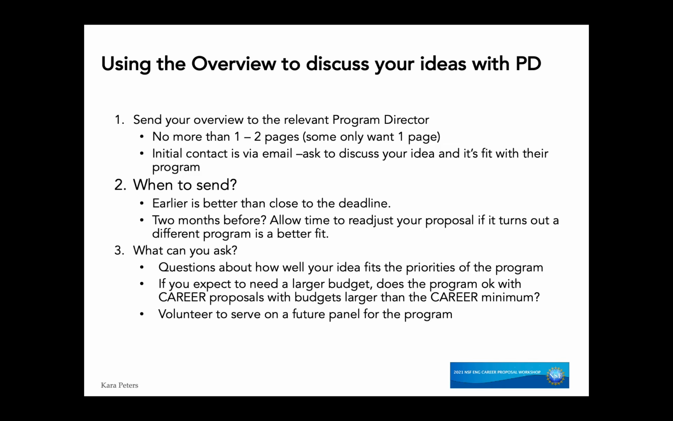So what kinds of questions can you ask? You can ask questions about how well your idea fits the priorities of the program. If you expect to need a larger budget, you can also discuss whether the program is okay with career proposals with budgets that are larger than the career minimum. It's also a good idea to volunteer to serve on a future panel for the program. That is a good way to build a relationship with the program officer as well. And you also will learn a great deal by being on a review panel.